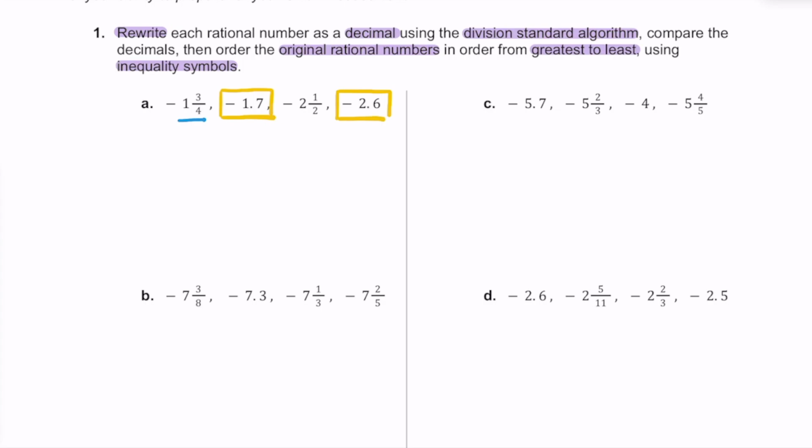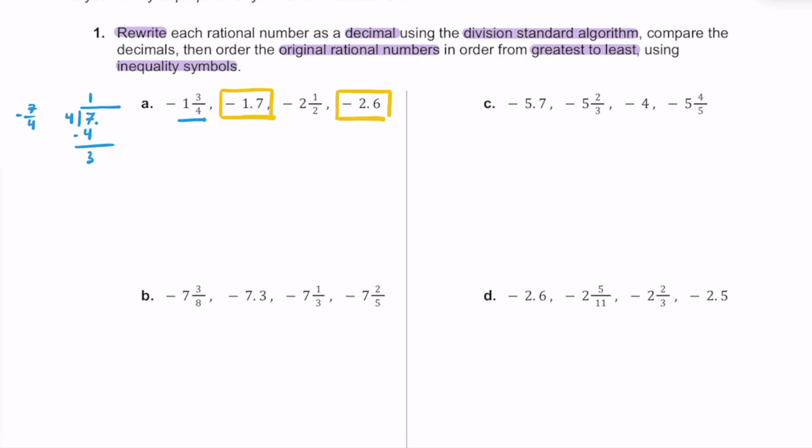First, we're going to turn that into an improper fraction, so negative 1 3/4 is the same thing as negative 7/4. That means we're going to do 7 divided by 4 to figure out that decimal. So let's put the 7 inside the house and the 4 outside. 4 goes into 7 once. 1 times 4 is 4. We're going to get a remainder of 3 here.